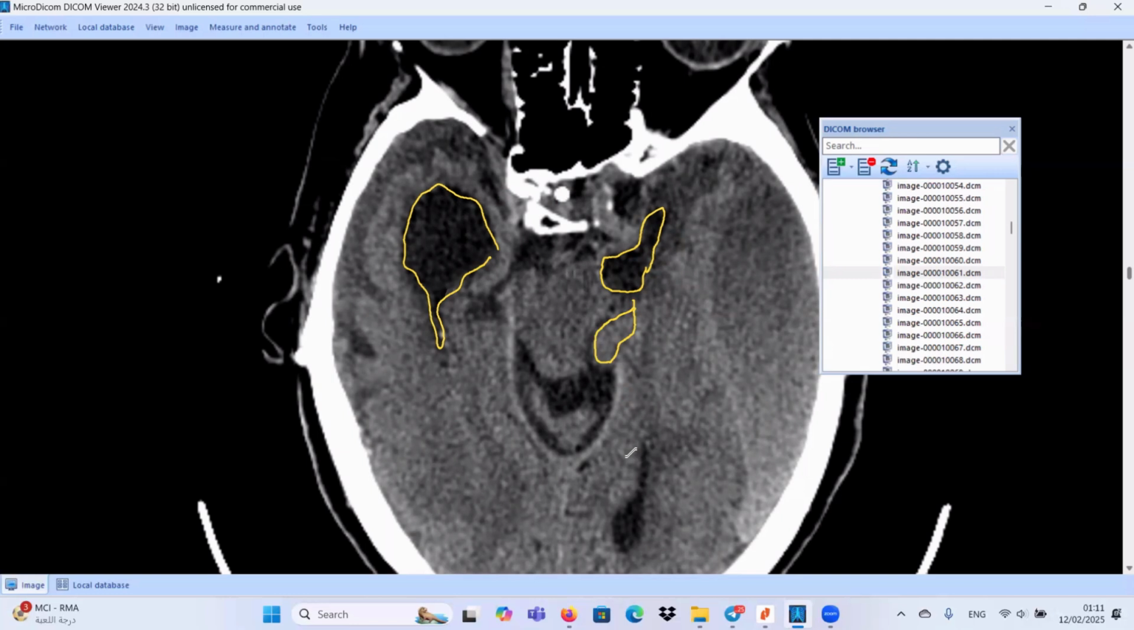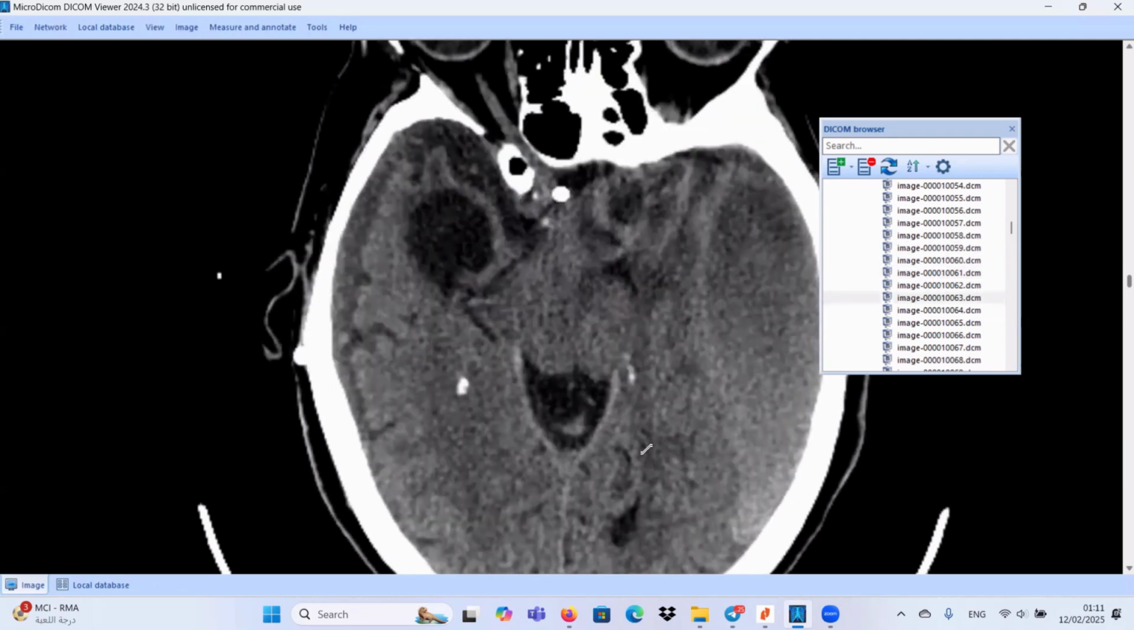This is the site of the ambient cistern. Let us change the color. This is the site of the ambient cistern. It was interrupted by the uncal herniation and the medially deviated temporal horn. So we have for sure some of the brain tissue. Look for this one. This is brain tissue herniated into the ambient cistern, and this is the midbrain. So it is compressed by the herniated brain tissue across the tentorium cerebelli. So for sure we have uncal herniation.